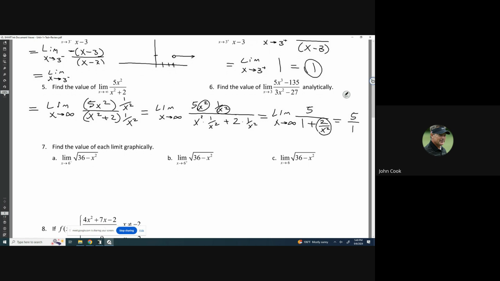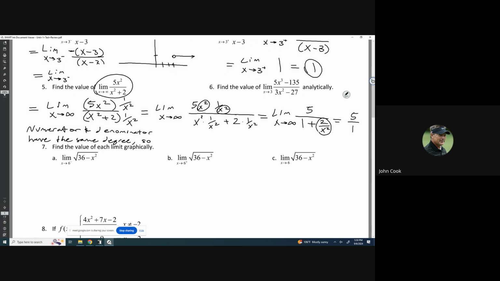Now, depending on if your teacher allows this or not, there's also a shortcut for this. Here's how the shortcut goes. You look at the rational function, and then you look at the degree in the top and the degree in the bottom. The numerator and denominator have the same degree. That means the largest degree terms are the ones that are going to dominate the expression.